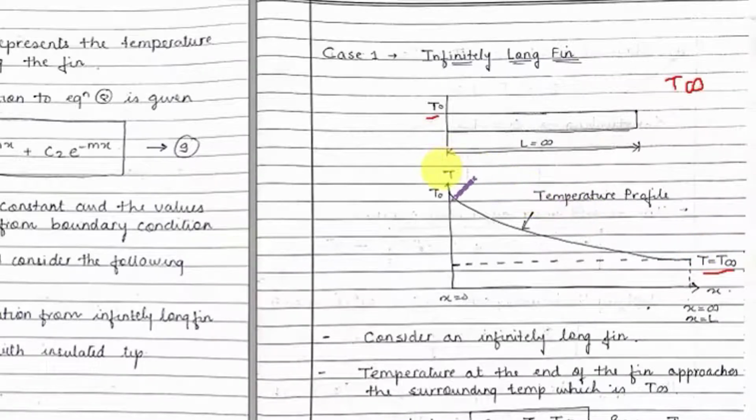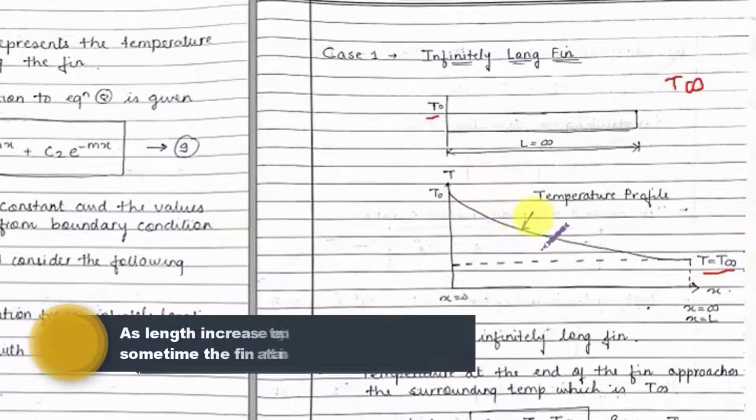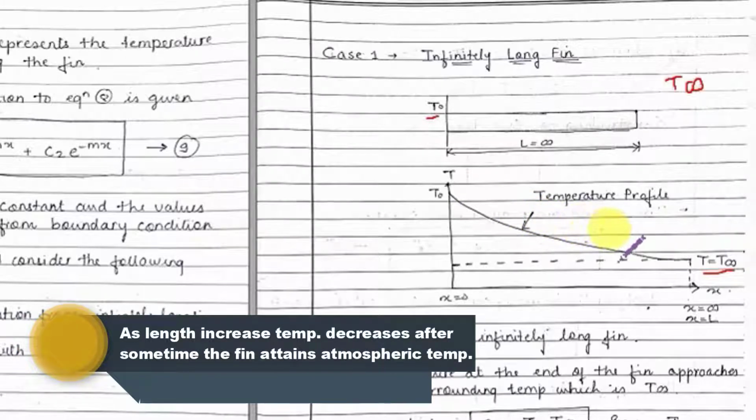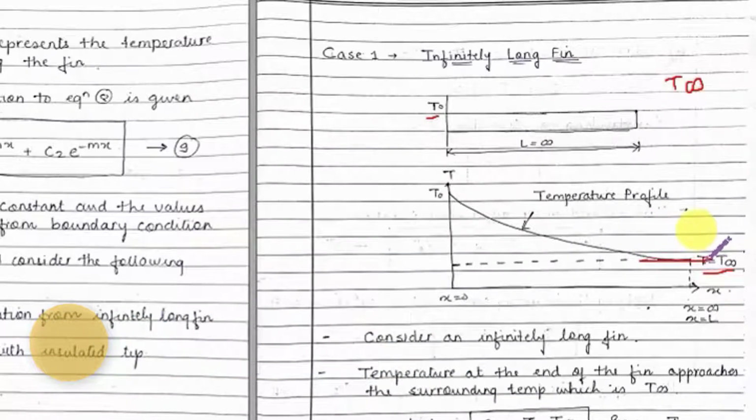As the length is increasing, for a particular distance the temperature will fall, and it will continue to fall, and then it will attain the temperature of the surrounding. Here you can see from here it has attained the temperature of the surrounding. So it is necessary that the length of the fin should be selected properly. This is one important point to keep in consideration: after a particular length, if the length is increased, it will be of no use.